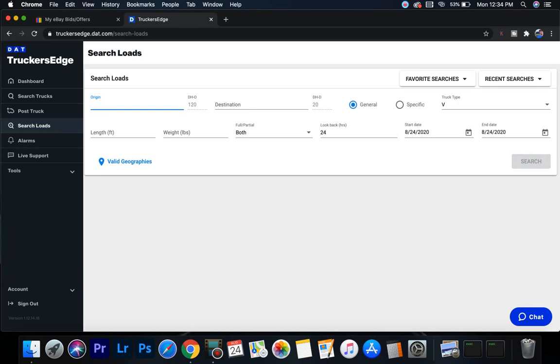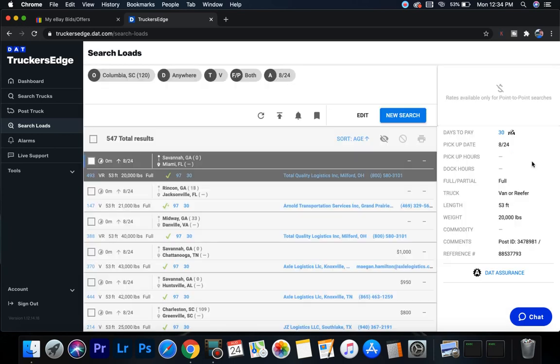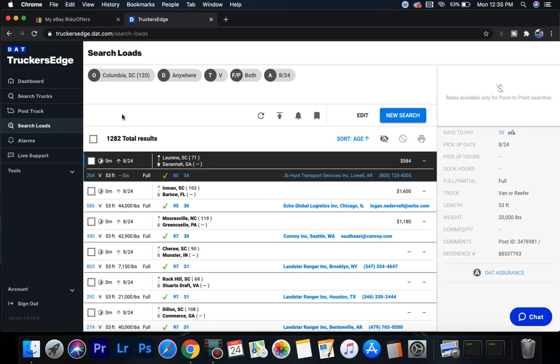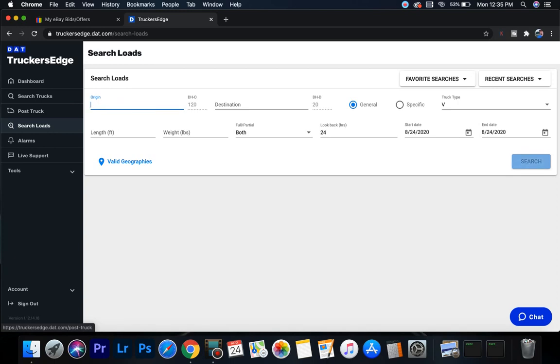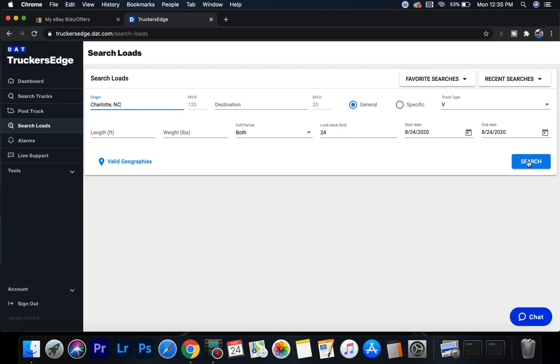Now, let's see, Savannah, where we're going. Let's go up to Columbia, South Carolina, see what you got. Columbia coming in with 1,282 loads, so South Carolina looking good. Let's check out Charlotte, North Carolina.